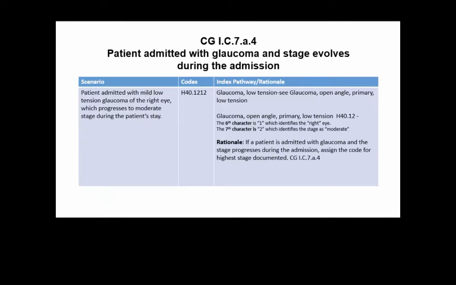When a patient is admitted with glaucoma and the stage evolves during the admission, you're always going to code the highest stage that's documented in the record. The example given here: a patient admitted with mild low-tension glaucoma of the right eye progresses to a moderate stage during the patient's stay. Going to the index, low-tension glaucoma takes us to glaucoma open angle primary low tension, which takes us to H40.12. That sixth character 1 identifies the right eye. The seventh character 2 identifies the moderate stage, which we are coding because it is the more severe of the two stages listed in the scenario.